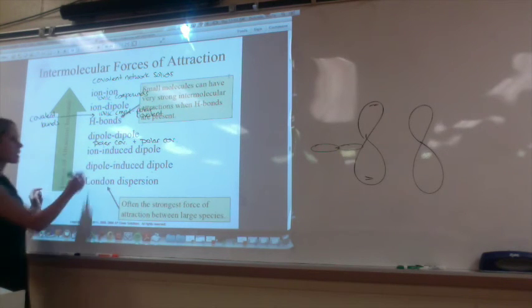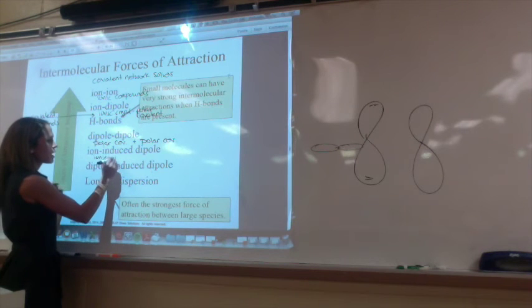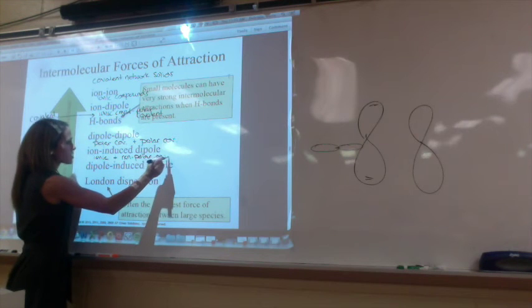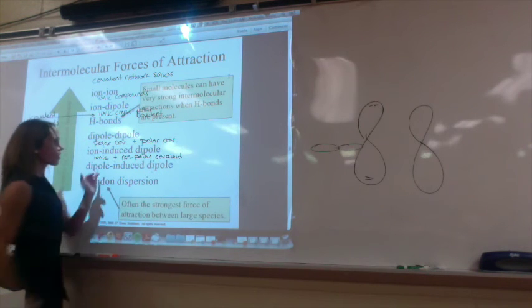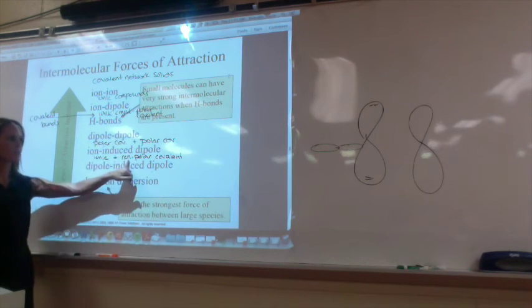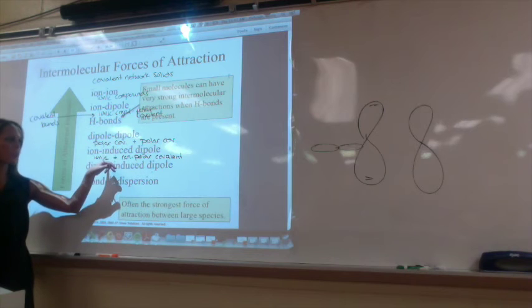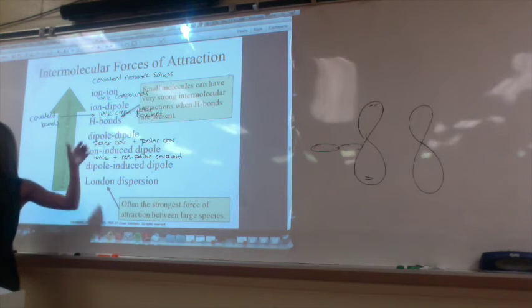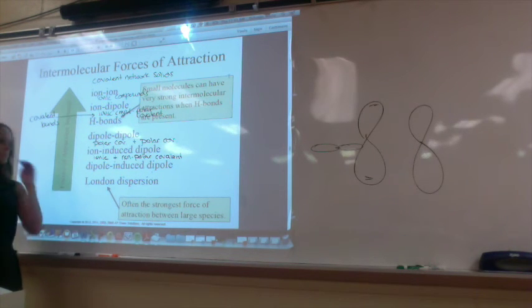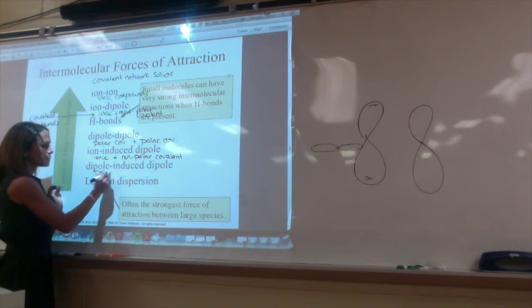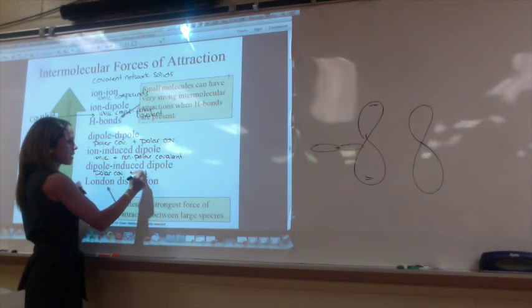Ion-induced dipole is an ionic compound plus a non-polar covalent. This is not really that strong because this is only going to be able to induce a dipole on something else, right? So this doesn't have a negative end, positive end on its own. It's just creating one because the ionic portion can pull the electrons. Dipole-induced dipole is a polar covalent plus a non-polar covalent.